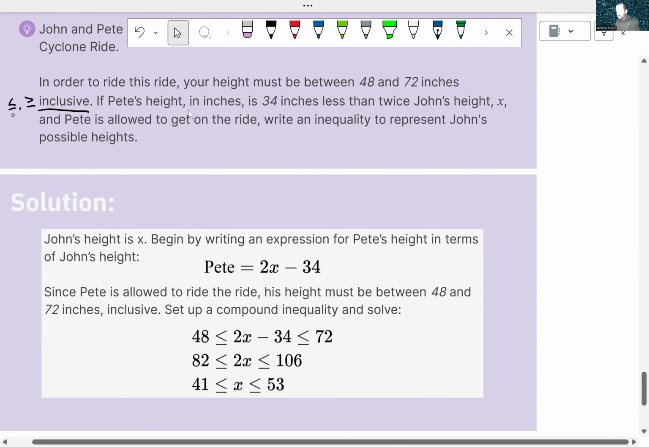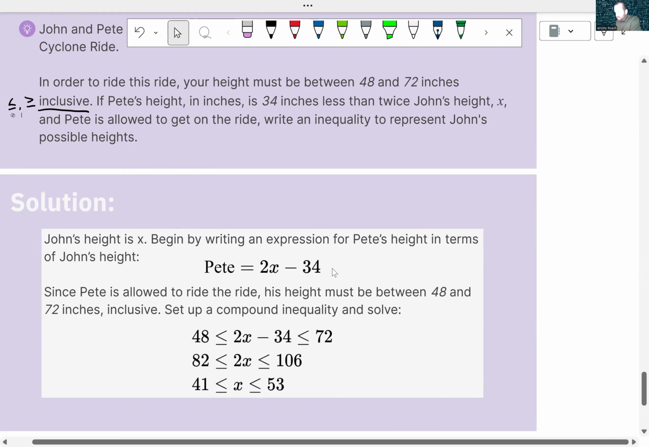So it says Pete's height is 34 inches less than twice John's height. So we're saying John's height is X, and Pete's height is 34 inches less than twice John's height. So twice John's height is 2x. This is for Pete's height. And then 34 inches less than that is just minus 34.